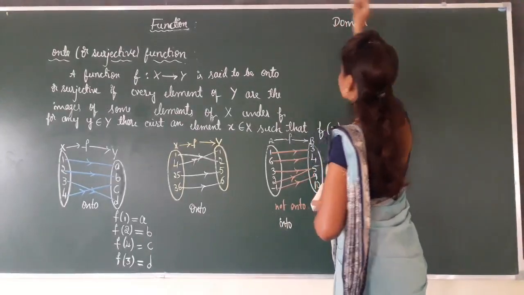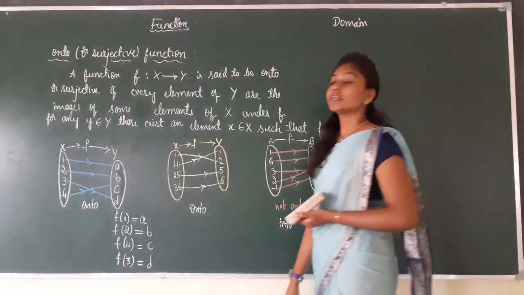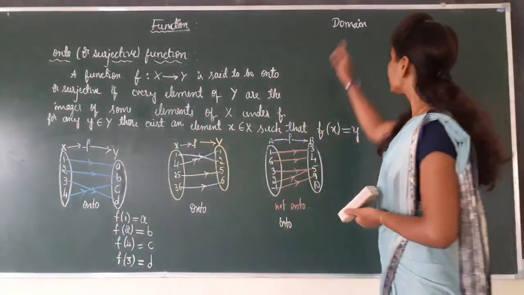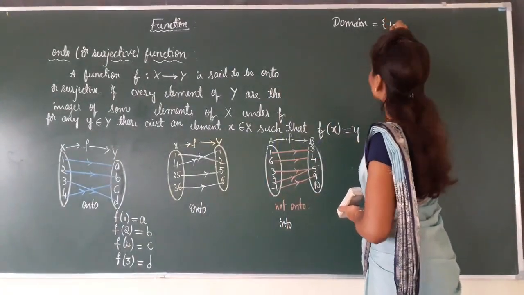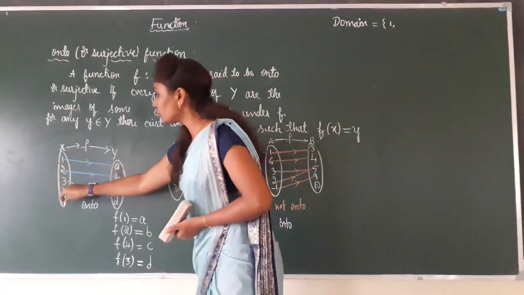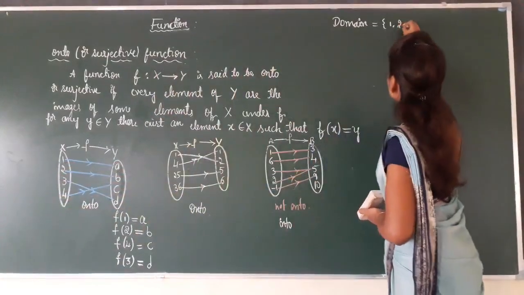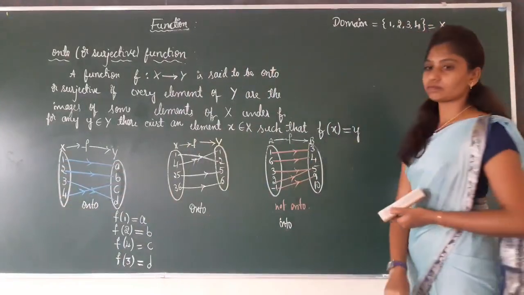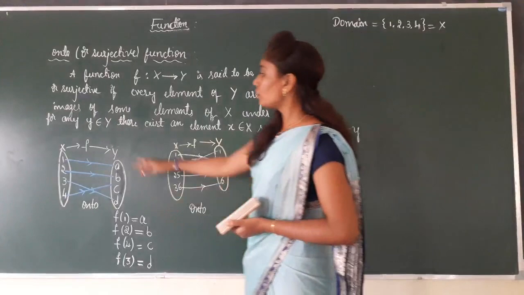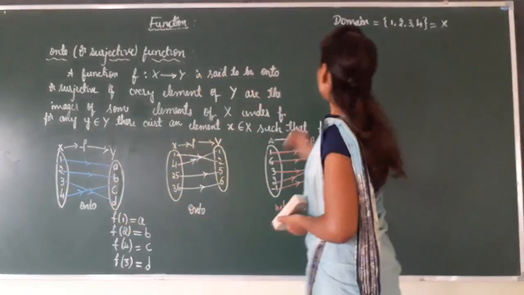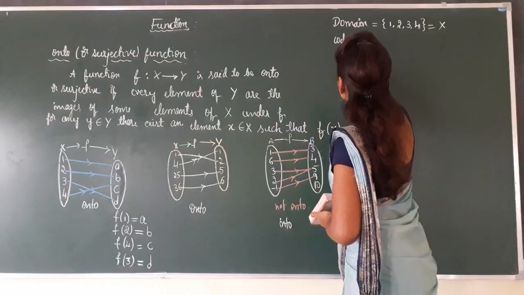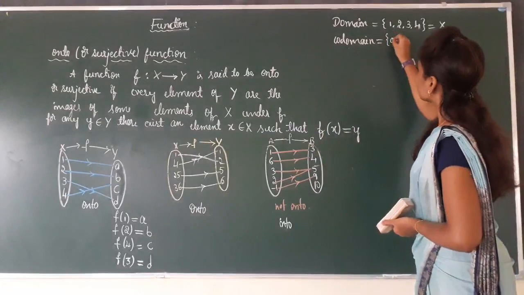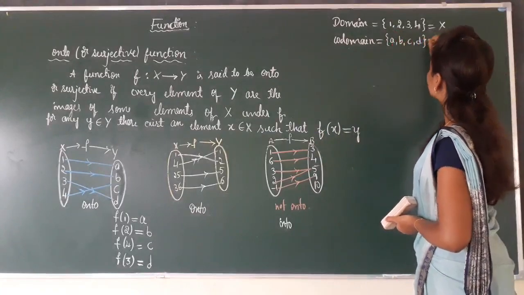Also observe here. What is the domain? The set of all elements of the set X, right? So in the function, the set X is called the domain. For this example, 1, 2, 3, 4 are the elements of the domain, which is equal to set X. What is the co-domain? The set Y is called the co-domain, right? The elements of set Y are A, B, C, D, which is equal to the set Y.